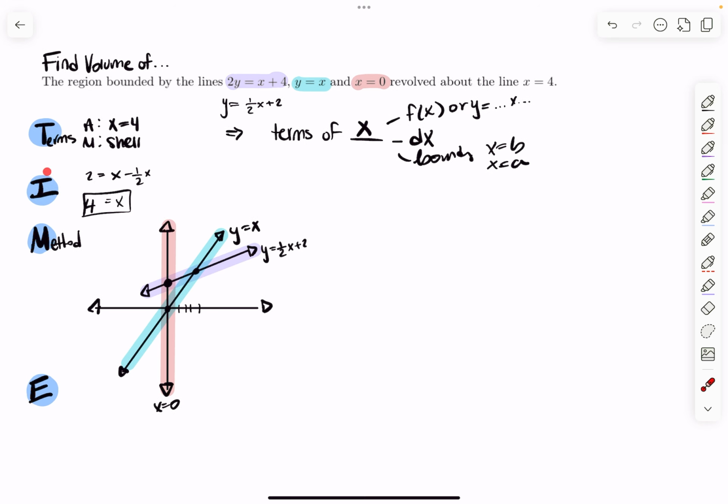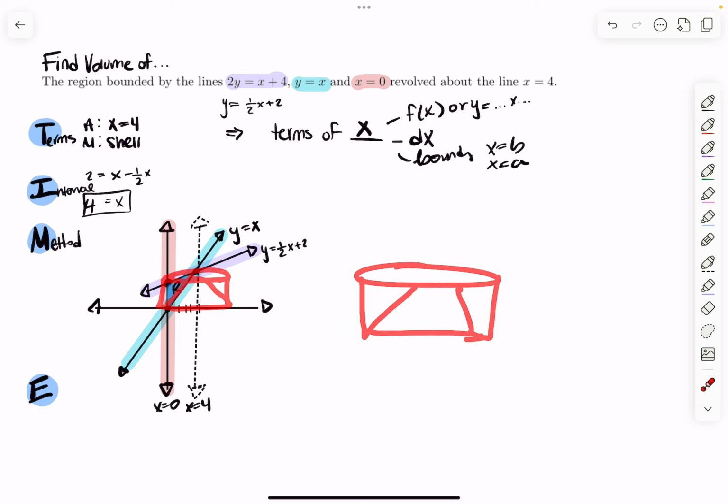So let's keep that work over here in the I part, which stands for interval, but it also stands for intersection because sometimes you find your interval by looking at the intersection points. Now this here is our region that's enclosed by all of these graphs, our region R, and we're supposed to revolve this about the line x is equal to 4. So x is equal to 4 is right here. So we're supposed to take this region and revolve it, and it's going to look something like this, like a drum.